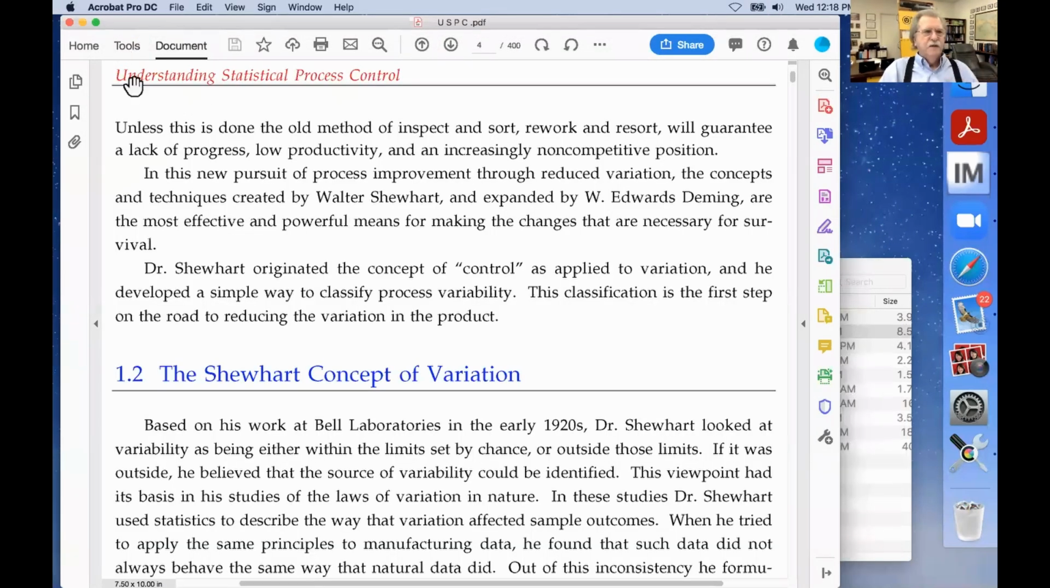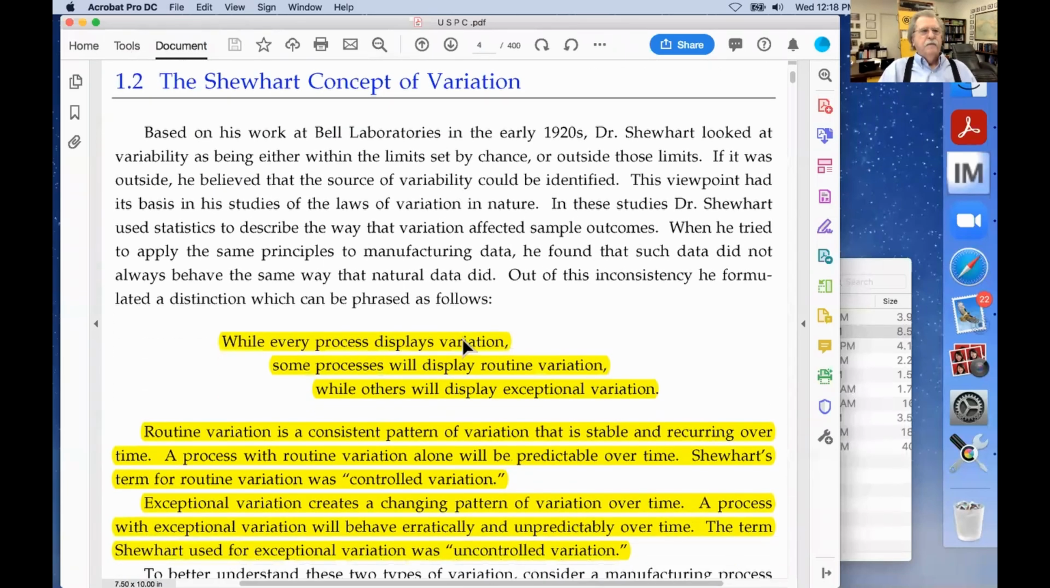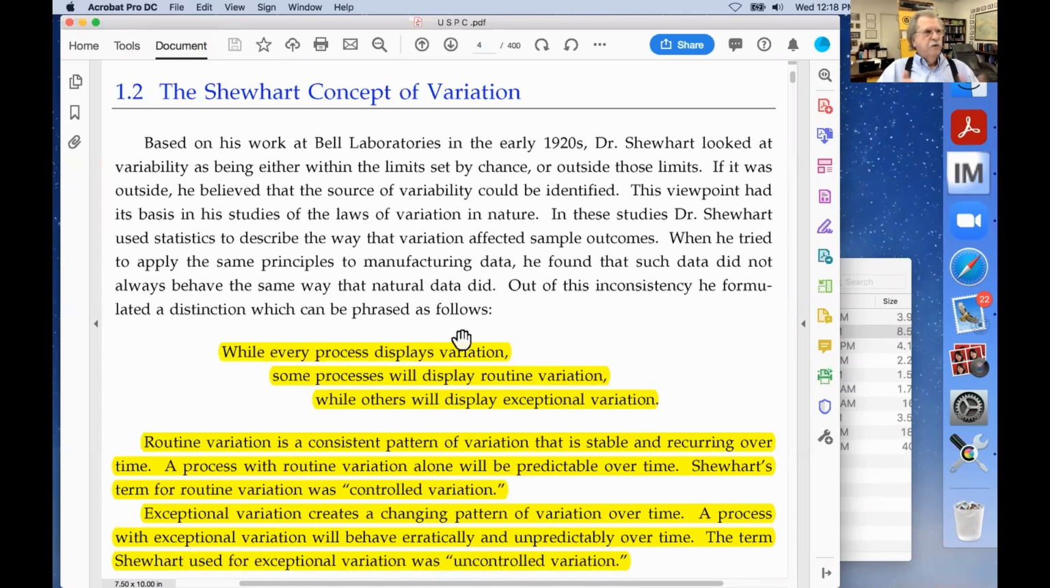In the Understanding SPC, page 4, this is summarizing where we've been this morning. Walter Shewhart, working at Bell Labs and working at Western Electric, realized that there was the variation he was used to seeing in the physical world, natural world, and the variation he was seeing in production, and they were not the same. While every process had variation, some processes would display routine variation, while others would display exceptional variation.